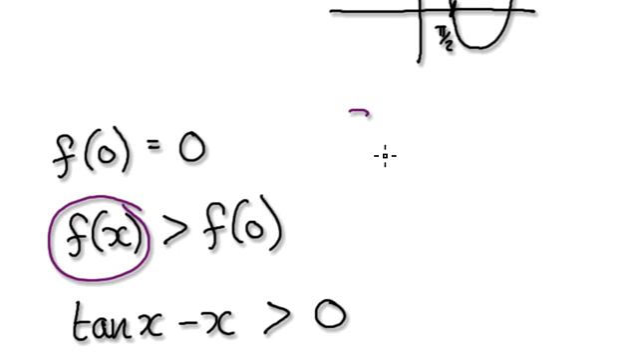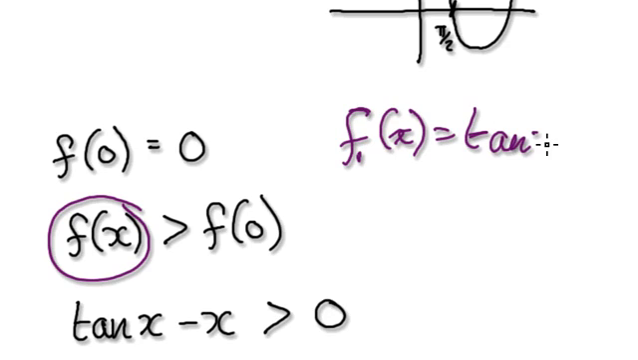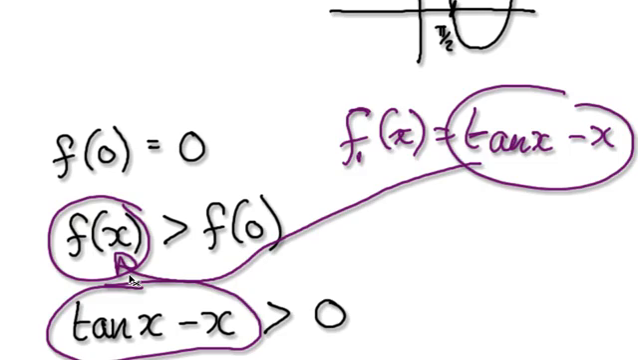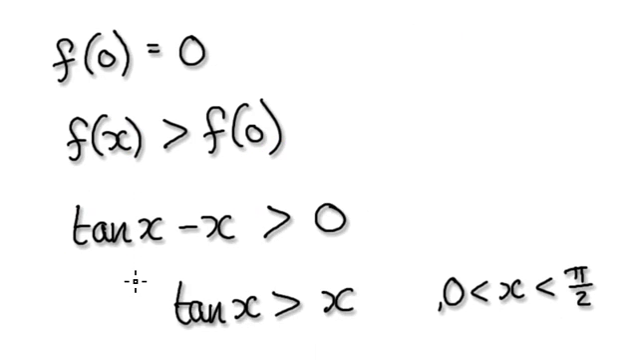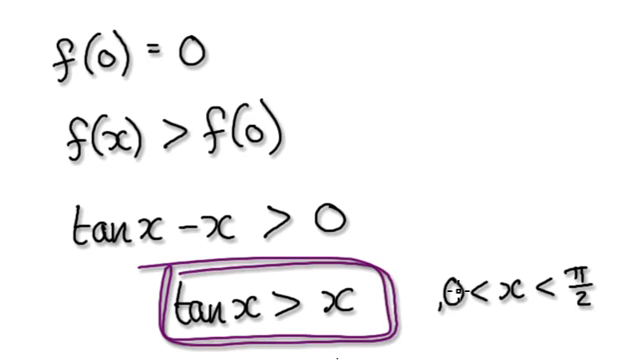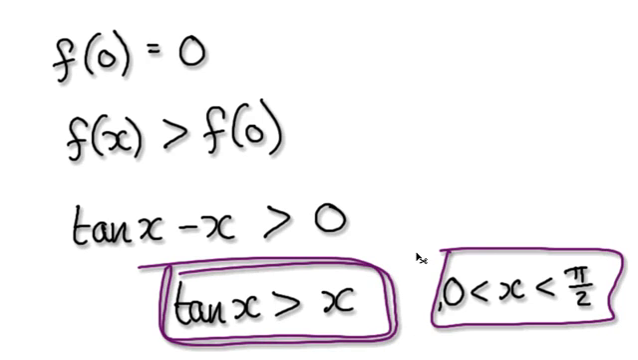From this statement, remember that earlier we defined f of x as being tan of x take away x. So now we can put this into here. That will then give us this. And then add x to both sides. That will then give you this. So there. This will always be true within this region.